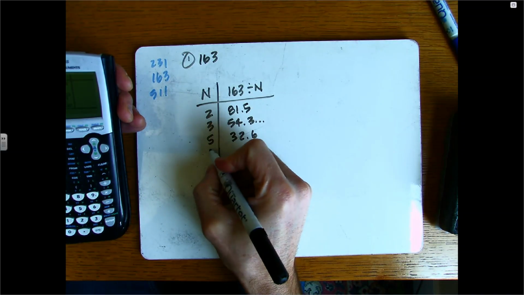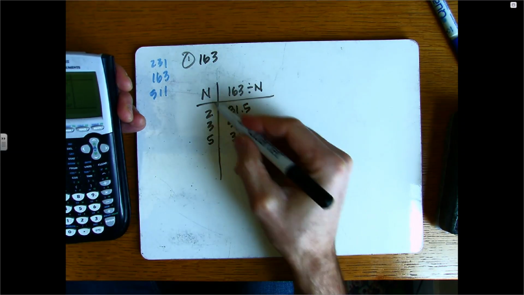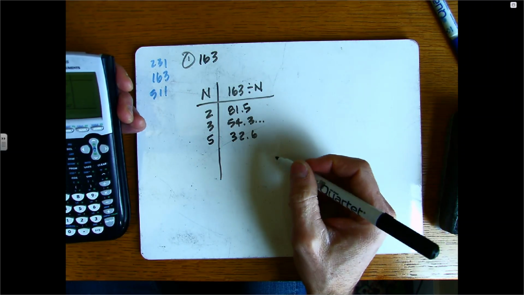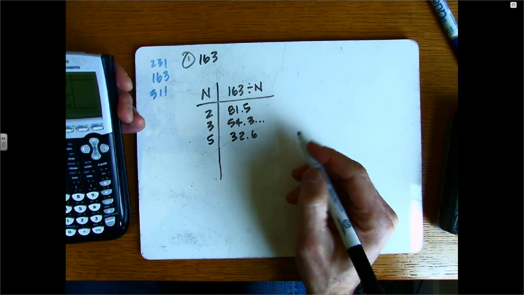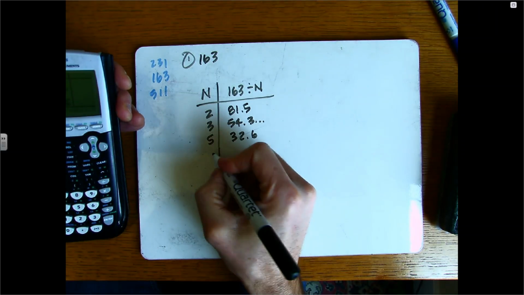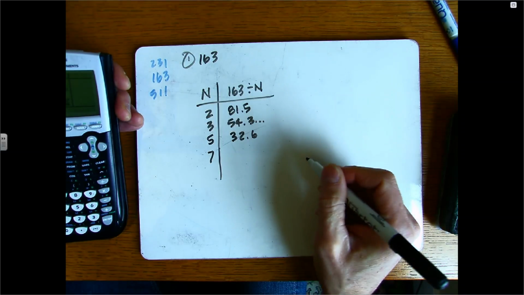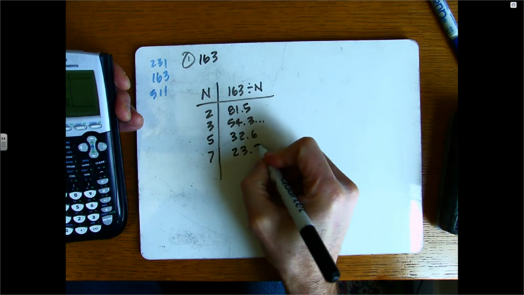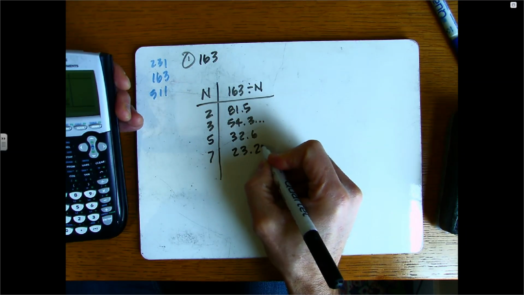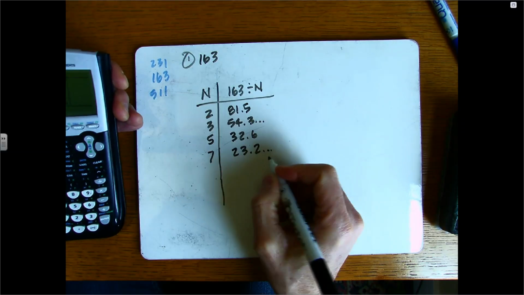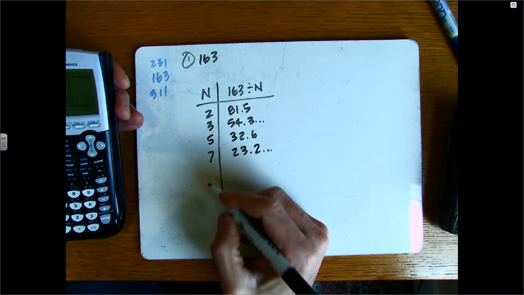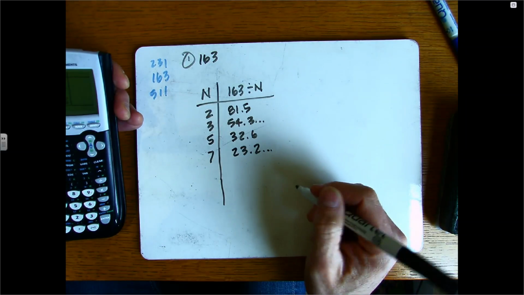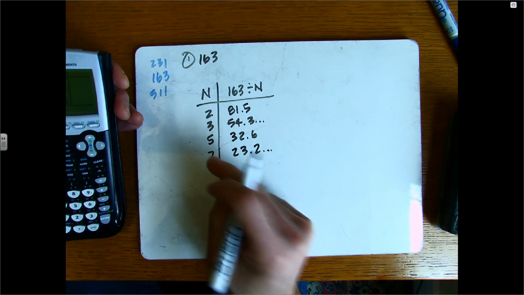Does 6 divide it? Should I check 6? No, I shouldn't, because in order for 6 to divide it, 2 and 3 would have to divide it. So 6 can be skipped. The next number in question would be 7. Should I check 7? Yes, I should, because 7 is not a multiple of any of the numbers that have been checked before, and I get 23.2 and so on. So 7 doesn't divide it. Should I check 8? If 8 were to divide 163, then 2 would have to divide it as well, and since 2 doesn't, 8 can't. So we can skip checking 8.